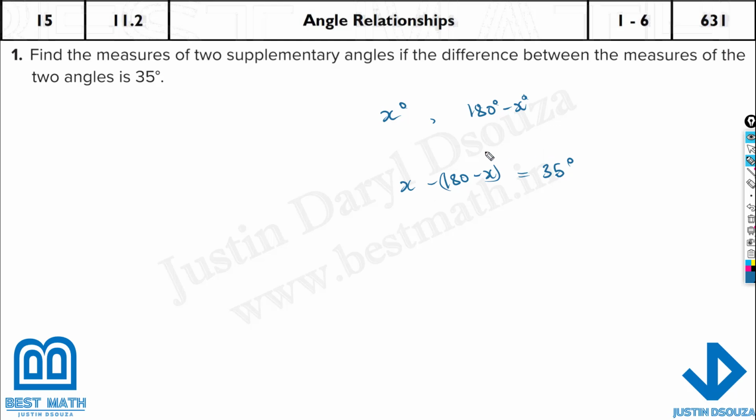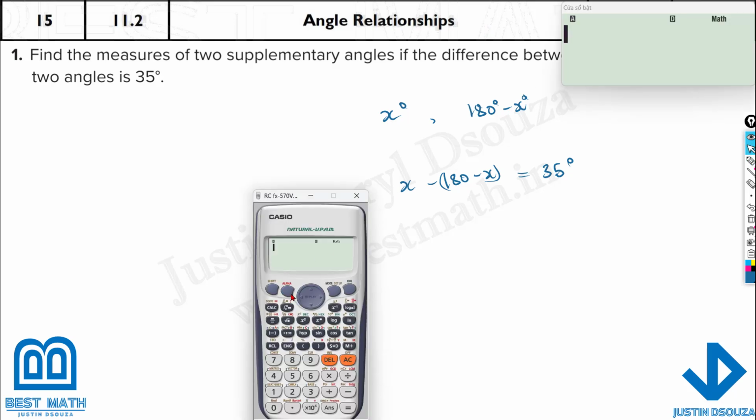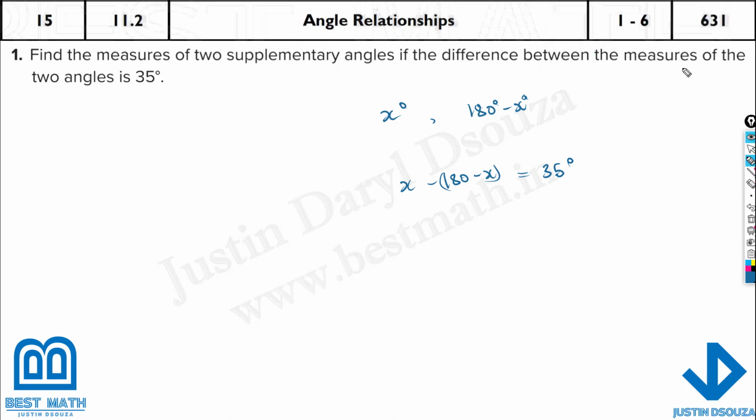You can just put it in the calculator because it's the electronic part. I'll show you how you can directly put it in the calculator here. The variable x is by alpha x, minus, open the bracket, 180 minus x, close the bracket, equals 35. Shift and solve, then press equals. The answer is 107.5. How do you do it manually?